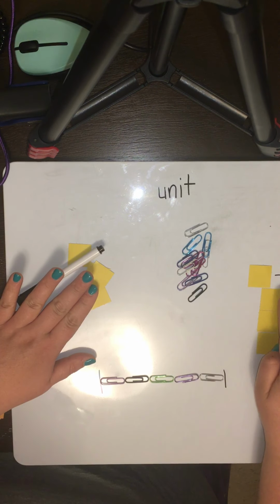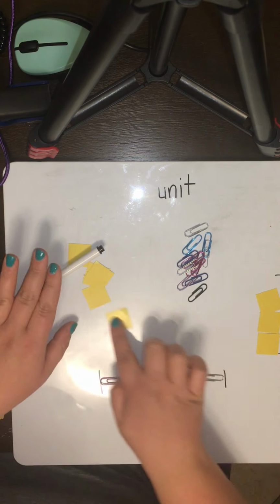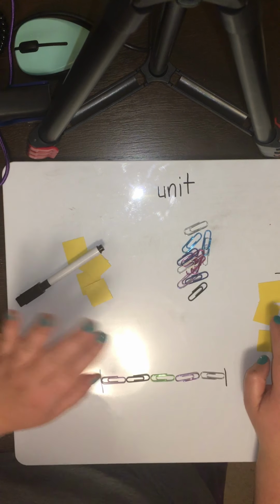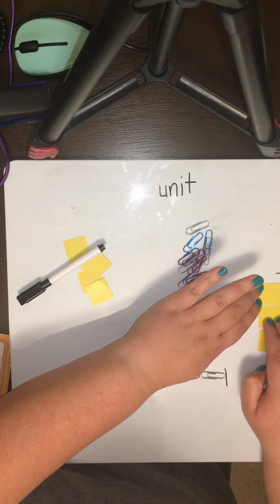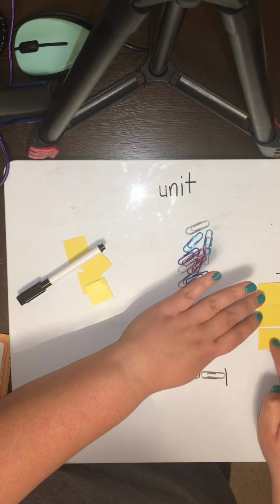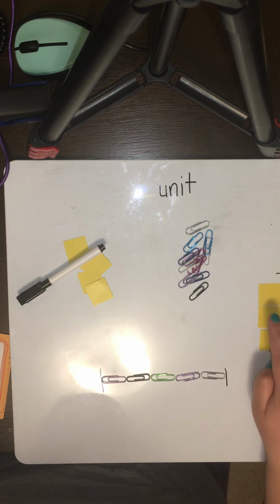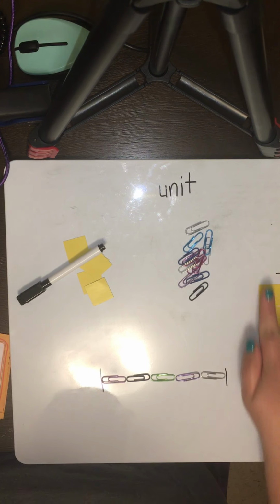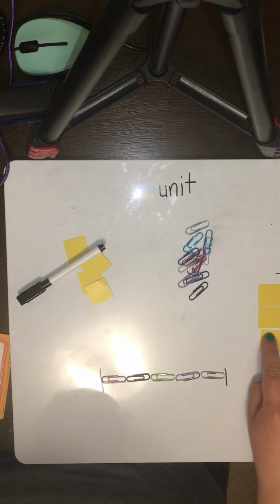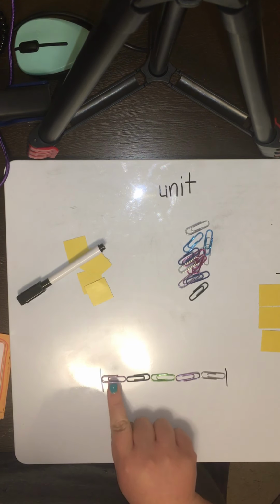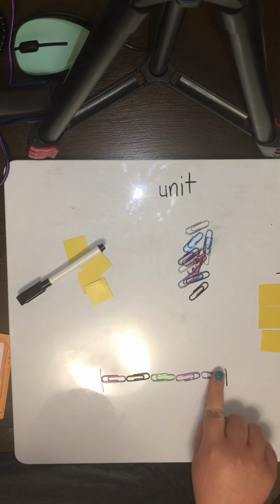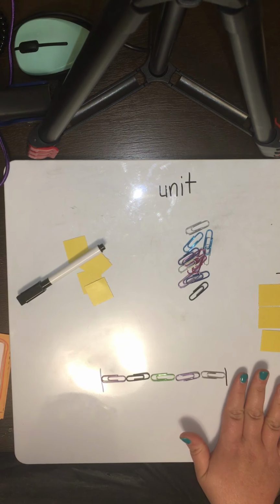And I don't have enough room to put another square. So later on we'll talk about how to figure that out. But right now, if you don't have enough room for the last square, just stop and count how many you could fit in there. So we have 1, 2, 3. 3 squares tall. 1, 2, 3, 4, 5 paper clips long.